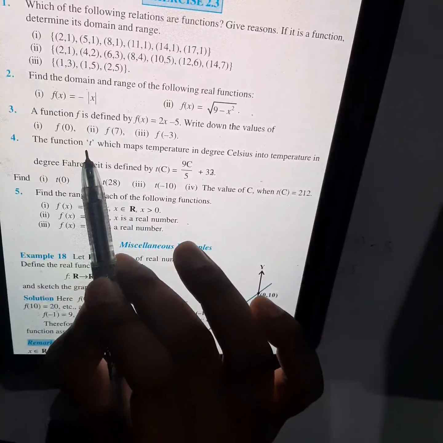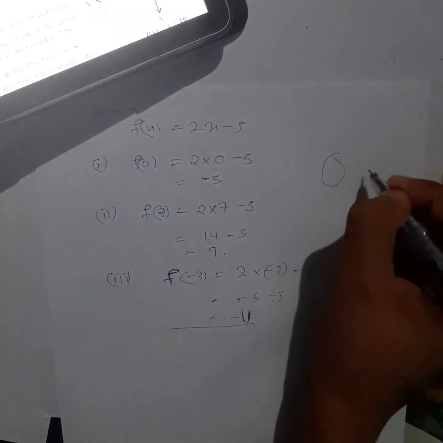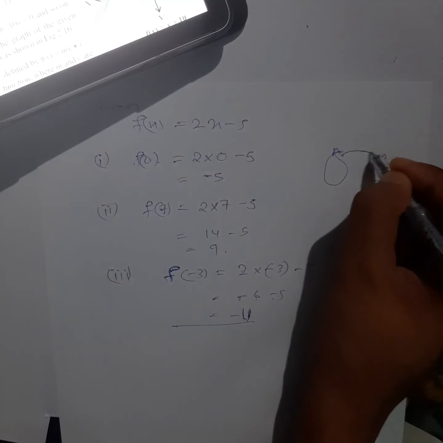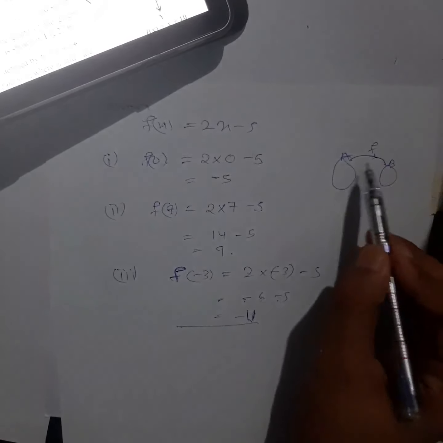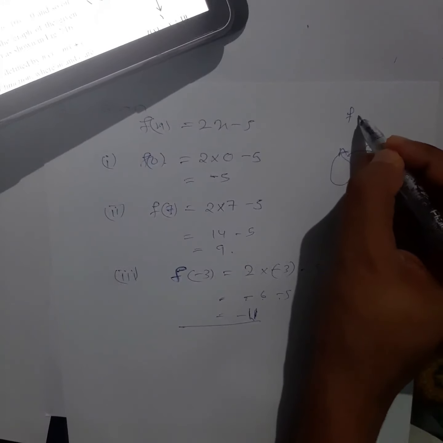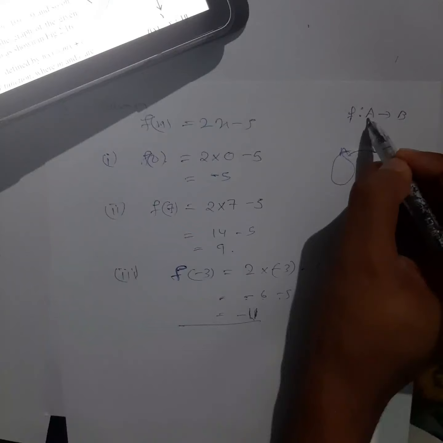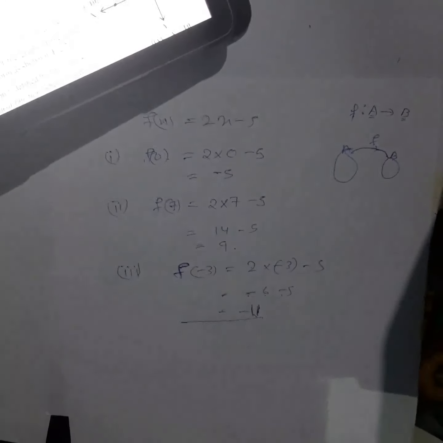The function t, which maps. Now maps means what? For example, from set A to B, the function is defined like this. Arrow map, arrow diagram we used to draw like this, right? So this is also called mapping, which we can write like this: f from A to B, that is function from A to B it is defined, okay? So this is also called mapping.